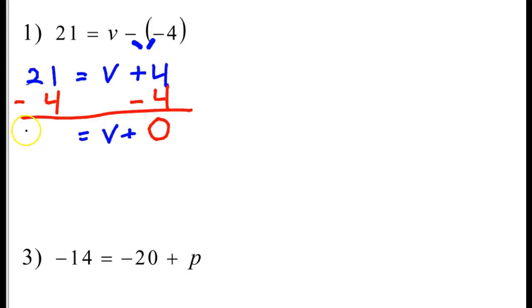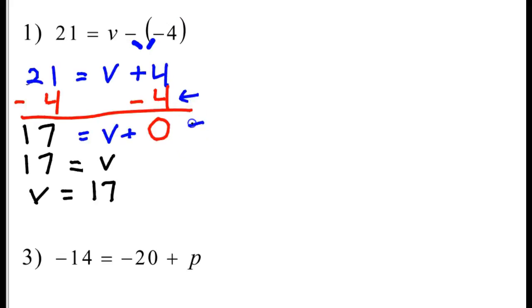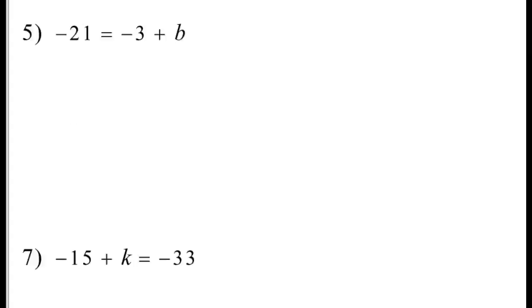So 21 minus 4 is 17. We can write just 17 equals v. Some people like to flip it around and write v equals 17. That's fine as well. But just know that we chose this number here because it'll give us this answer here. So when you're trying to figure out what number it is, you're trying to get a 0. That's all. And you follow that for every single problem.